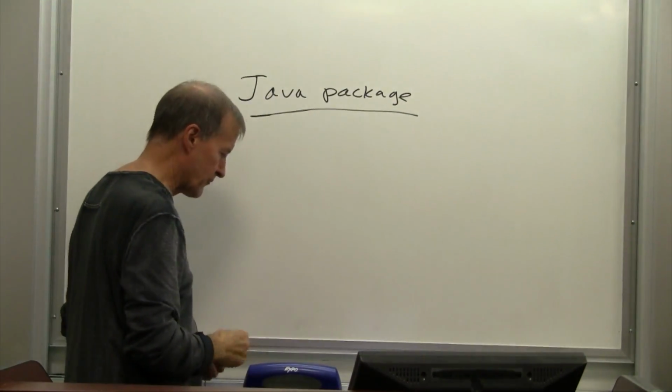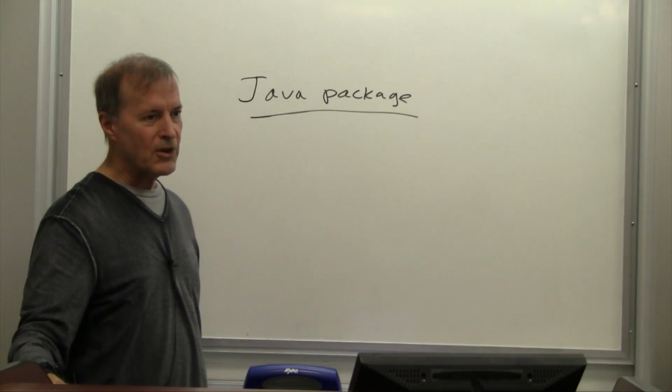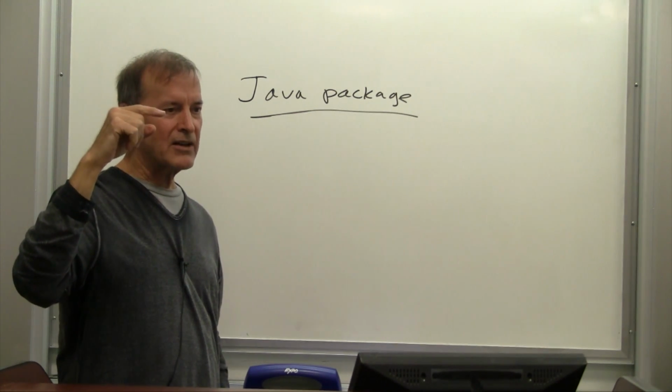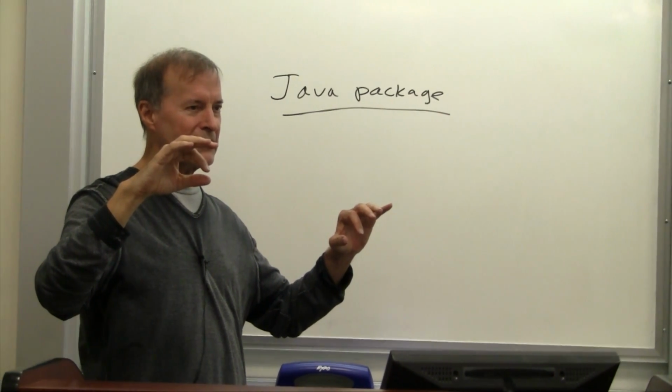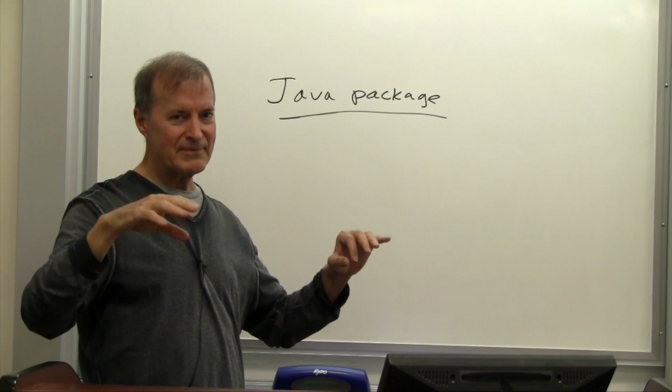Now, for those of you who've programmed in C and C++, what do you always have to have at the top of your file if you have two different files and you want one file to be able to use the code in the other file? Hashtag what? Include. All right.